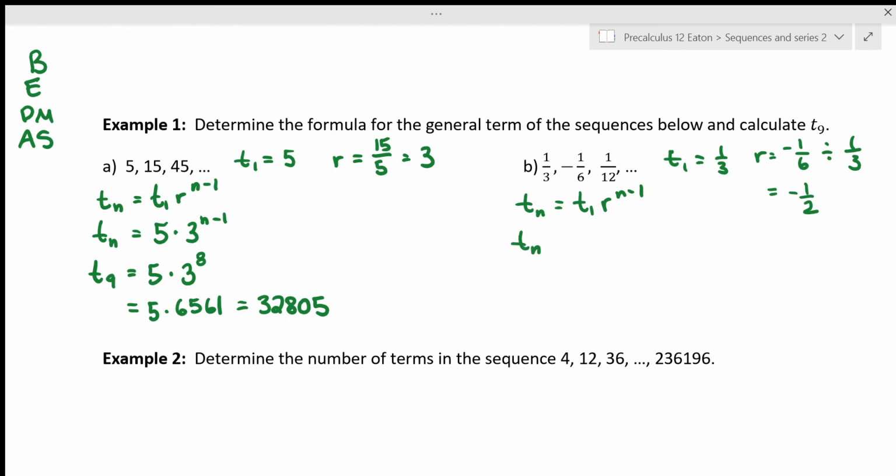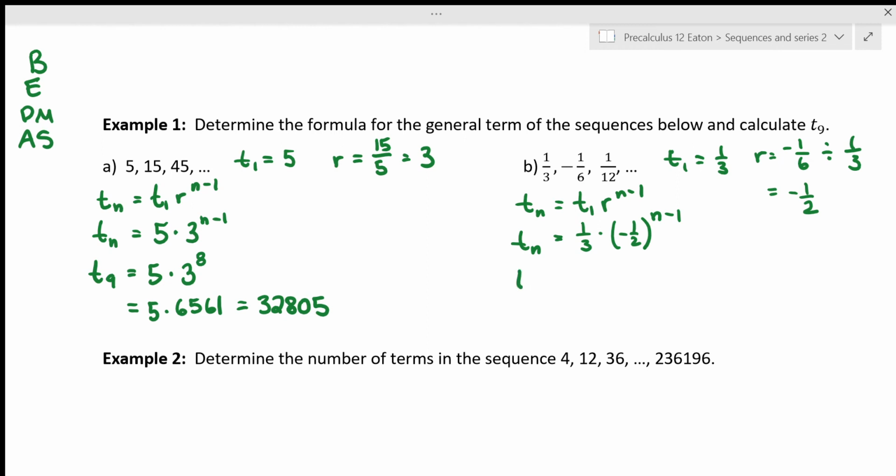So our Tn is going to be our T1, which is 1/3, times our r, which is negative 1/2, and I'm going to put that in brackets to the power of n minus 1. Because we do need to have that, otherwise the negative comes out in front of the 1/3. We don't want that because it's supposed to alternate depending on what power you're raising the negative 1/2 to.